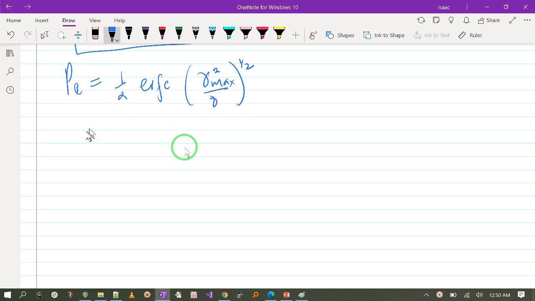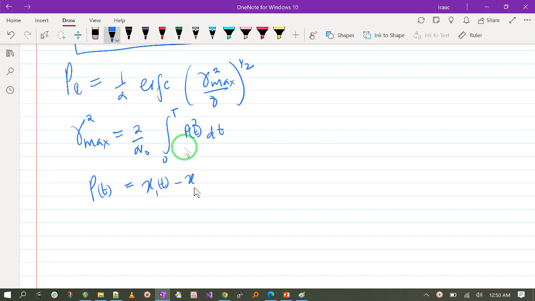Gamma max is the signal to noise ratio of our signal, which may be evaluated as 2 over n naught, the integral from 0 to 1 period of p(t) squared with respect to t. p(t) is the difference between the two binary signals that you are transmitting, that is x1(t) minus x2(t).